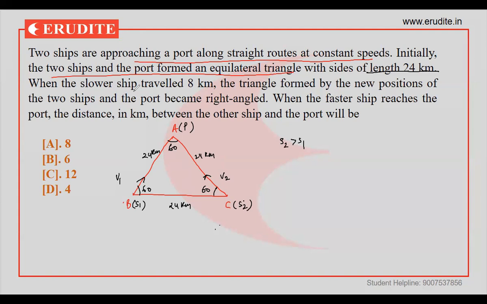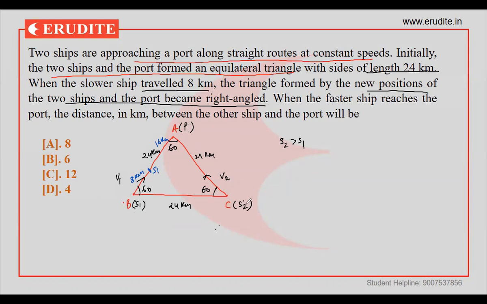Now they're saying that when the slow ship traveled 8 kilometers, the new position of the two ships and the port became a right angle triangle. Let's say now the new position of the slow ship, that is V1, S1, is 8 kilometers along. So the remaining is how much? 16 kilometers. When ship 1 is here, ship 1, ship 2 and the port are going to make the right angle triangle.